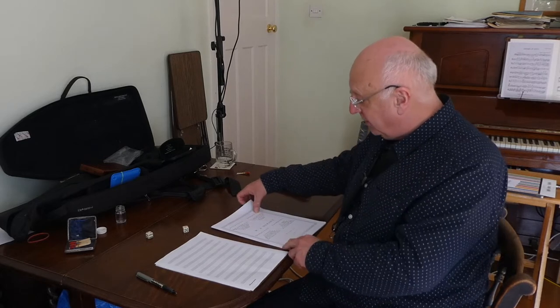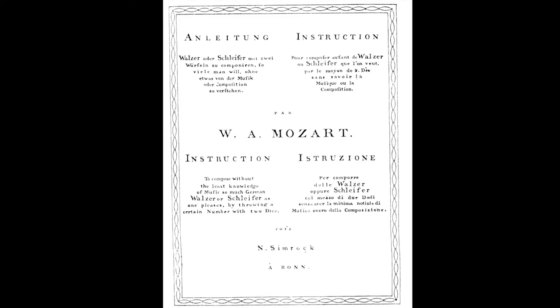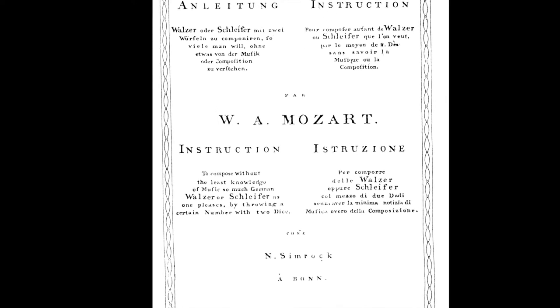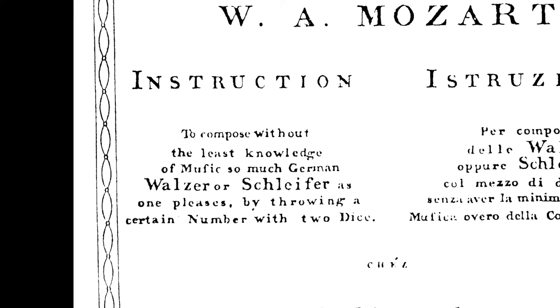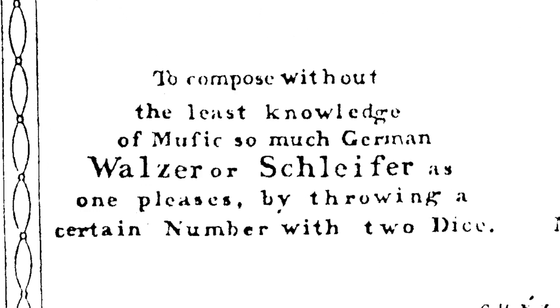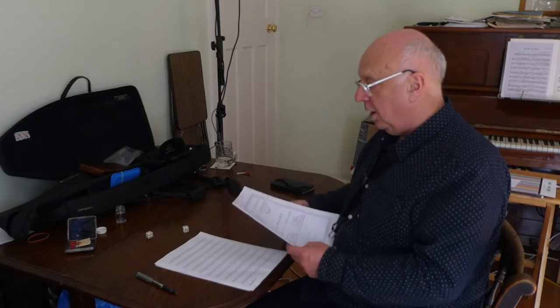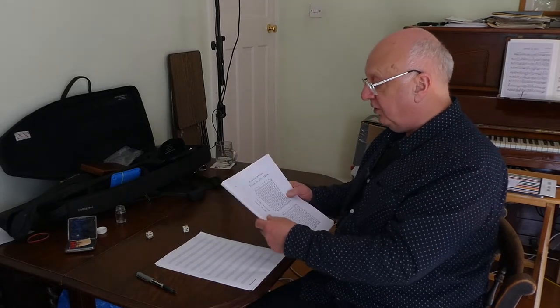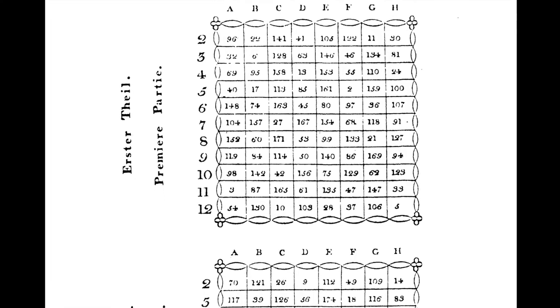I can't guarantee it. But what I'm using here is actually a game which was devised by Mozart, and it is a set of instructions to compose without the least knowledge of music so much German Walzer or Schleifer as one pleases by throwing a certain number with two dice. So effectively, it's a method for composing German waltzes. And because there are two dice, the numbers from 2 to 12, he's created a set of tables here which relate to the 8 bars of the first section of a German waltz and the 8 bars of a second section.